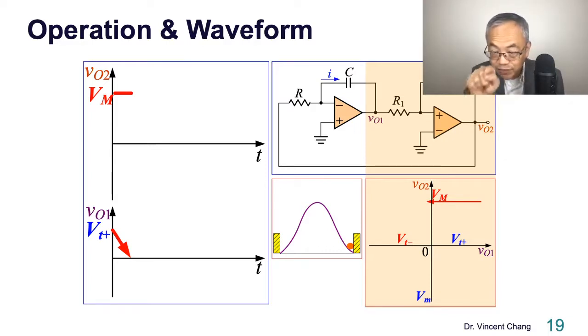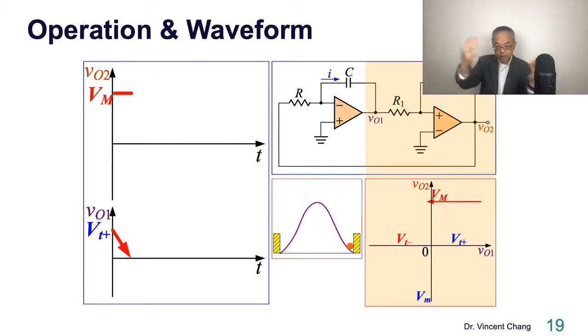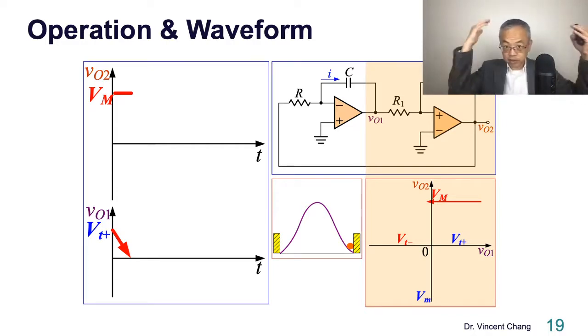That's called transfer characteristic. On your left-hand side, the VO1 is vertical axis. It's the waveform, all right? So you got to do the conversion, the translation, the transformation, okay? That's your job. But it's all very clear on the slide.